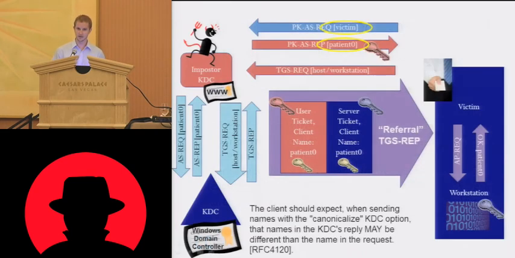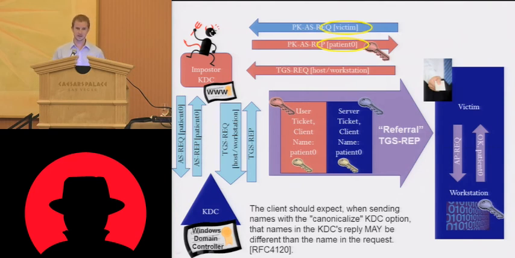So here's the attack scenario we've built here. We have our victim who's trying to log in, and we see they make their initial request and they say, hey, I'm victim and I would like to log in. I would like to get an authenticator and a TGT. And our imposter KDC says, sure, here's your TGT. By the way, your actual principal name is patient 0, which is our conspiring or pre-controlled account. Victim says, okay, you canonicalize me, that's fine. Now give me a ticket to the workstation.